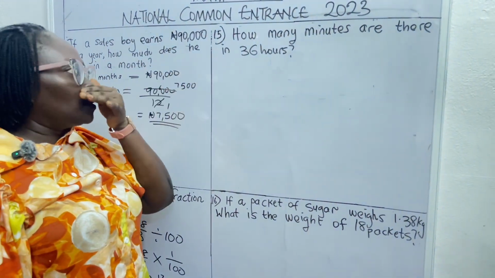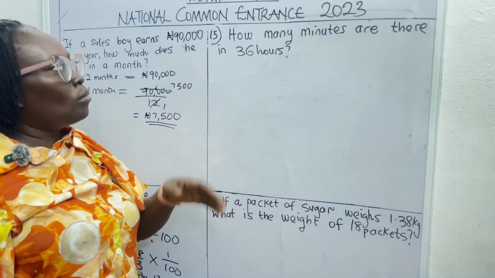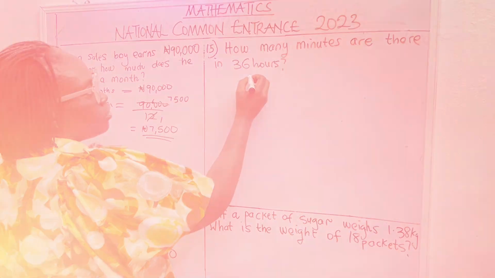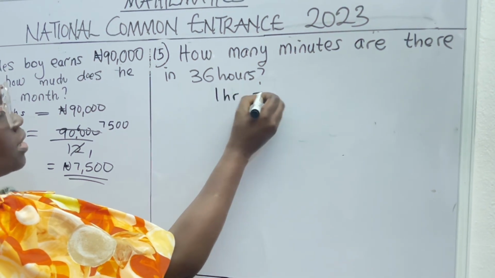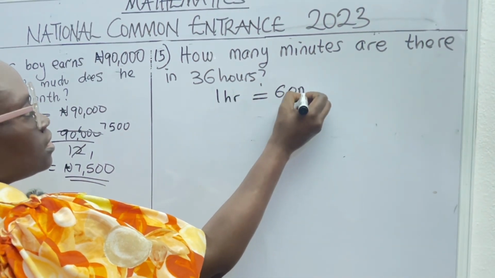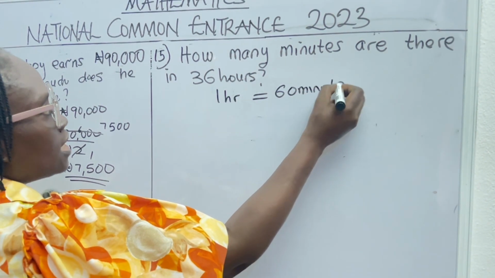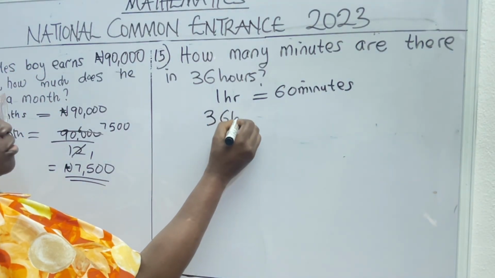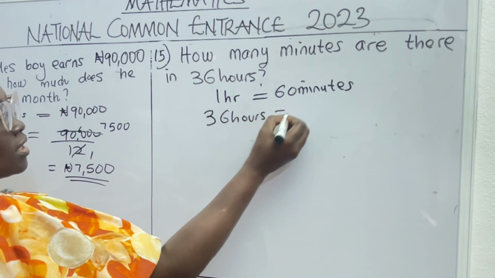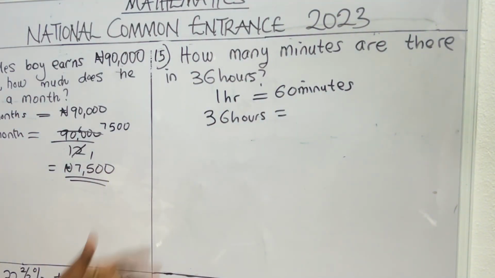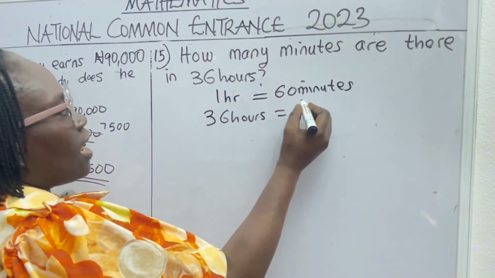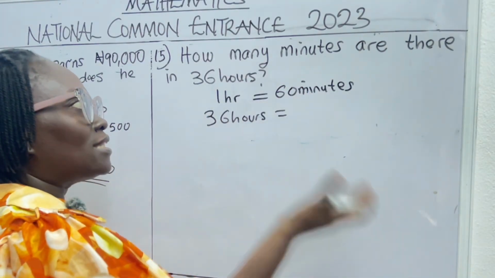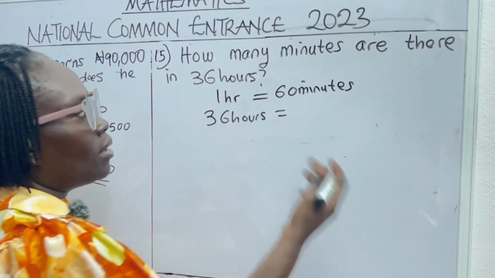Next question. How many minutes are there in 36 hours? Okay, so you need to know that 60 seconds make 1 minute and 60 minutes make 1 hour. Okay, so in 1 hour, we have how many minutes? We have 60 minutes. 60 minutes make 1 hour. How many minutes are you going to get in 36 hours? So it's a direct proportion. If 1 hour gives you 60 minutes, then 36 will give you more number of minutes.